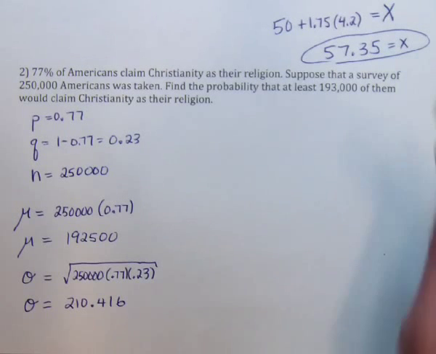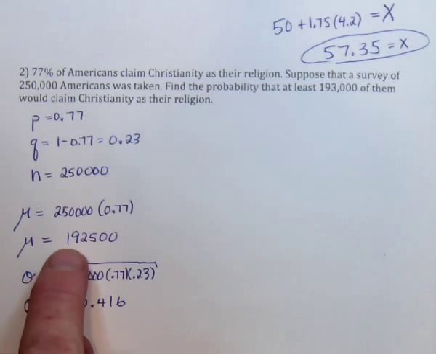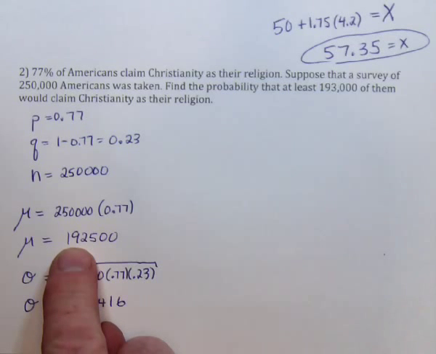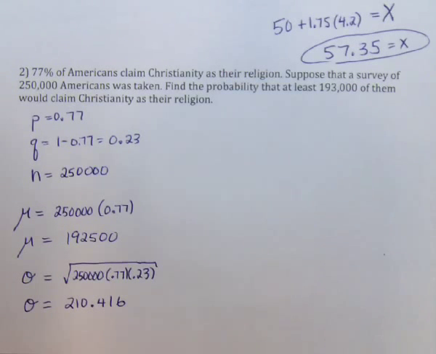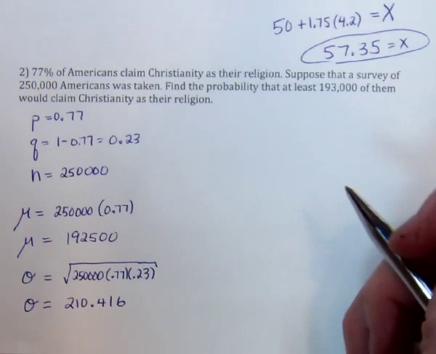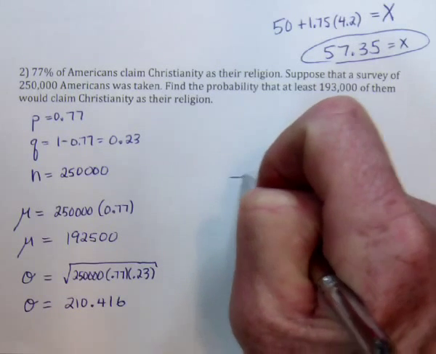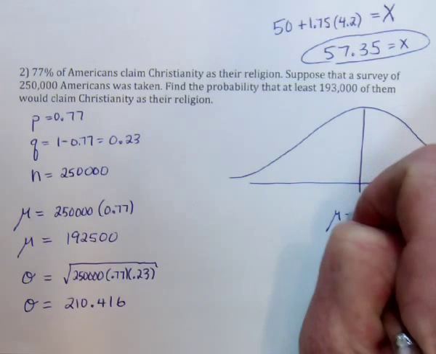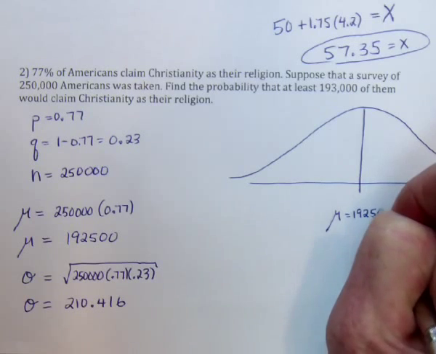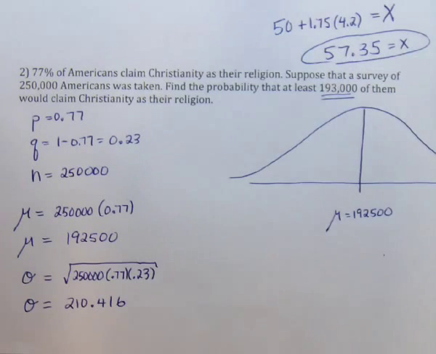Well, the same thing is true here. There's this theorem that says if n times p, which is this, is bigger than or equal to 5, and the n times the q is also bigger than or equal to 5, then the binomial situation, which this is what this is, could be approximated by a bell-shaped curve. So we would say, all right, here is the bell-shaped curve. I found the mean to be 192,500. Then find the probability that at least 193,000 people claim Christianity as their religion.